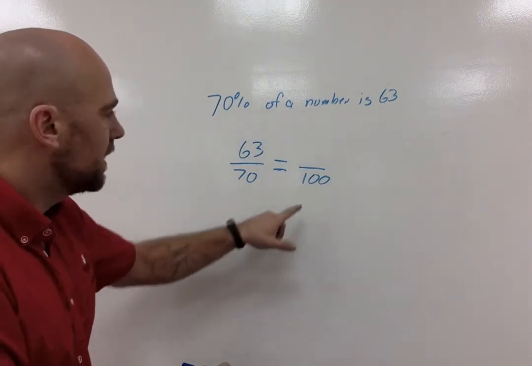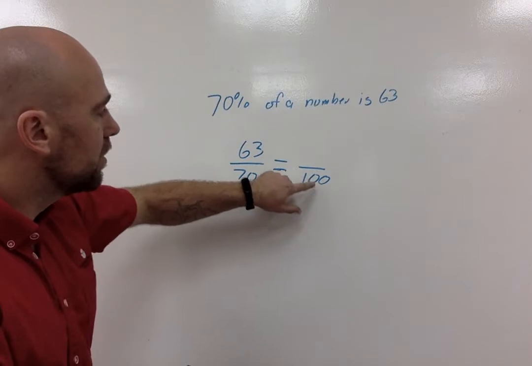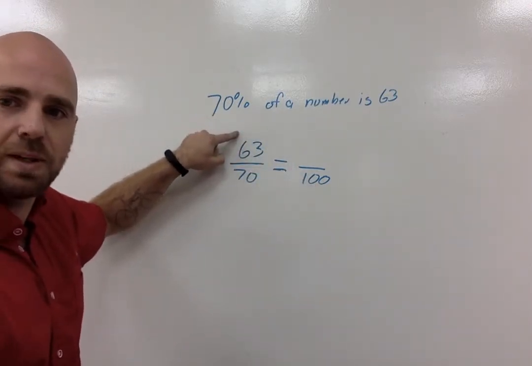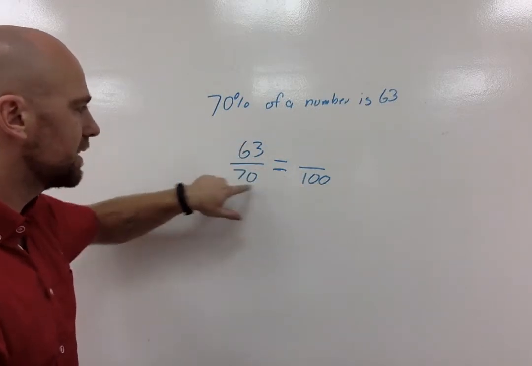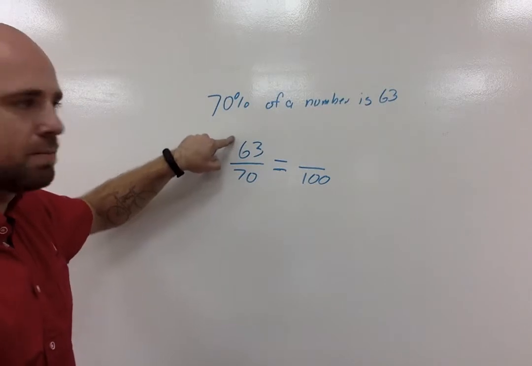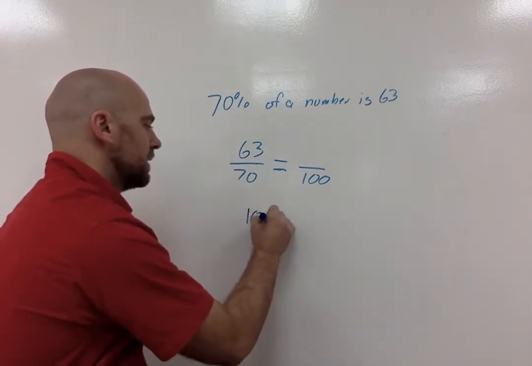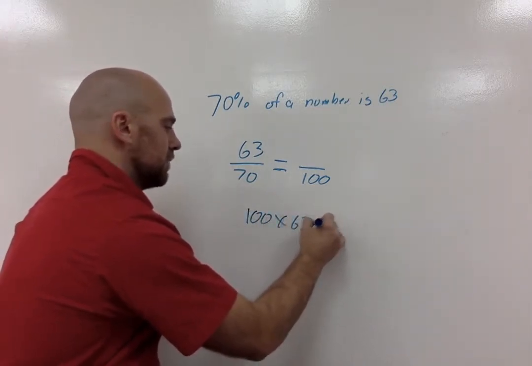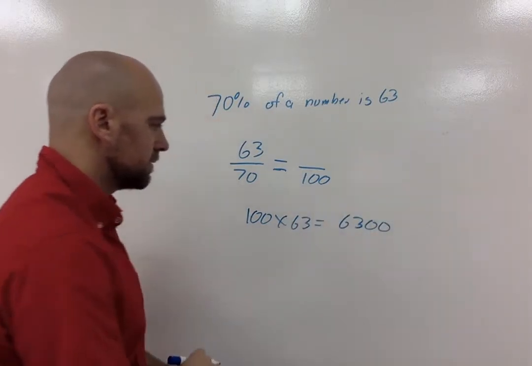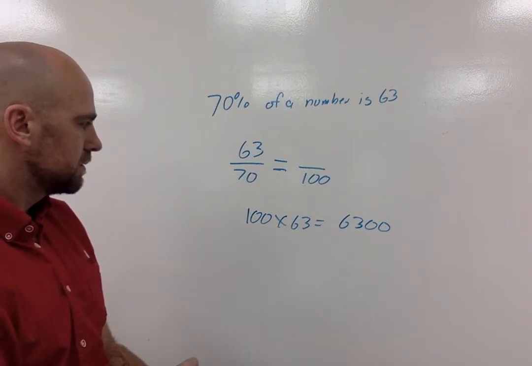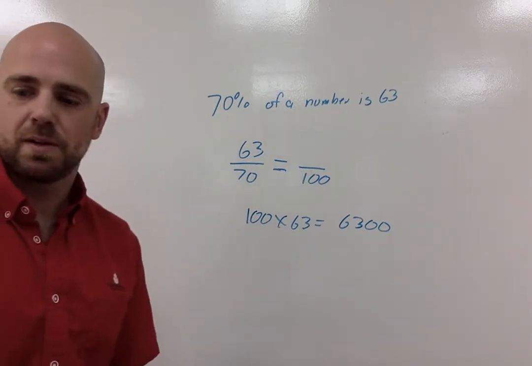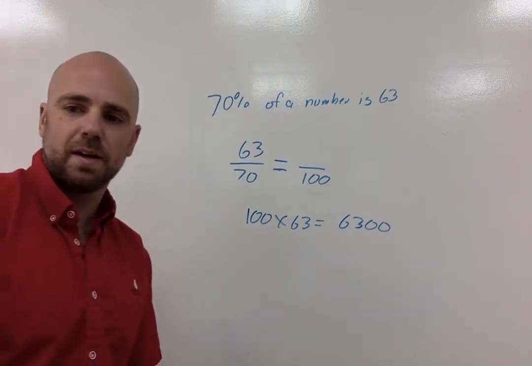Okay? So say if I start with 100, I'm going to cross multiply. I go diagonally across, and it's always going to be diagonal. I'm never going to go directly across. It's always going to be cross multiply. So I'm going to go 100 times 63. Oops, I think I need 63.